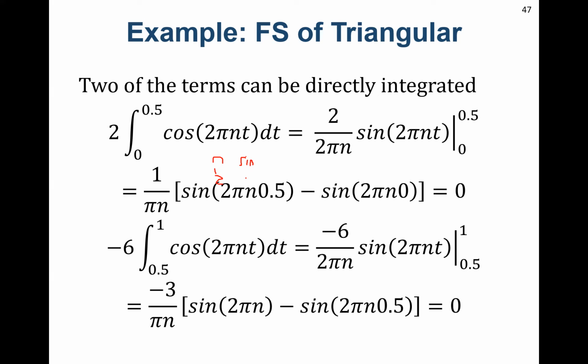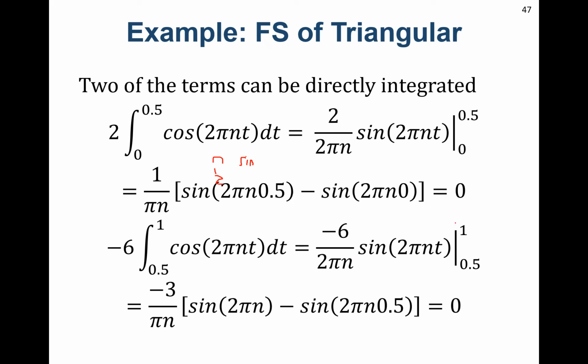Let's do the same thing now for the next term, which is the minus 6 cosine 2 pi nt. So minus 6 is up front, no big deal. We're going to use the chain rule again. So minus 6 divided by 2 pi n, and the integral of this becomes the sine of 2 pi nt.